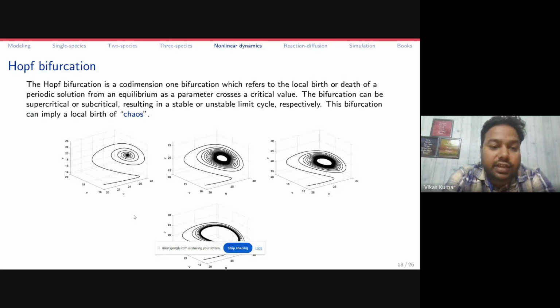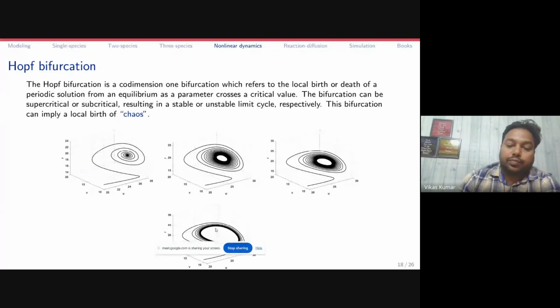As you can see in this diagram, in the first portrait, it was stable at first. Then you can see there are some orbits. It's like creating orbits when we increase the parameter. That means the fixed point is completely destroyed, and there is a birth of periodic oscillation. That means the limit cycle.